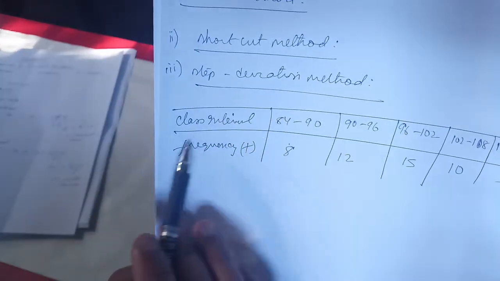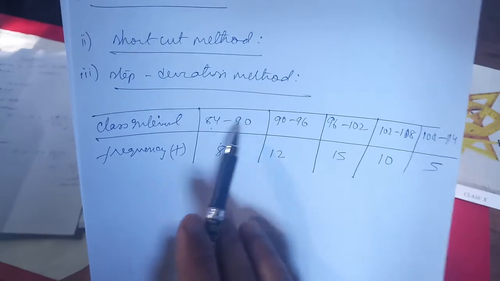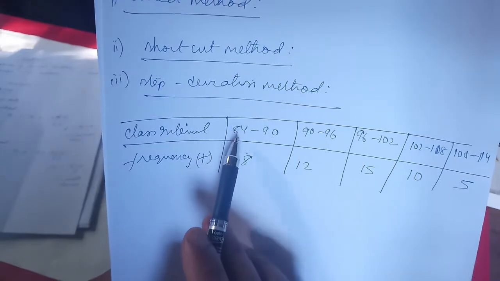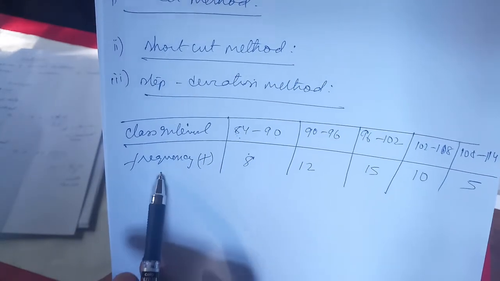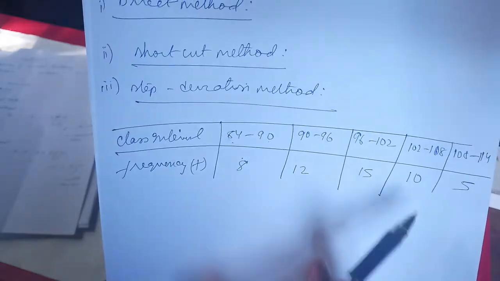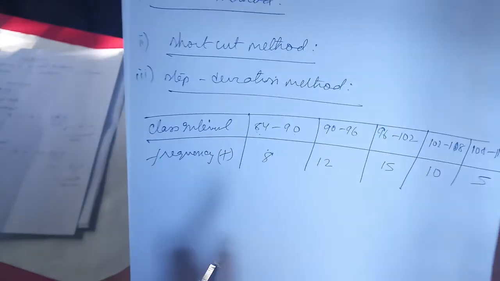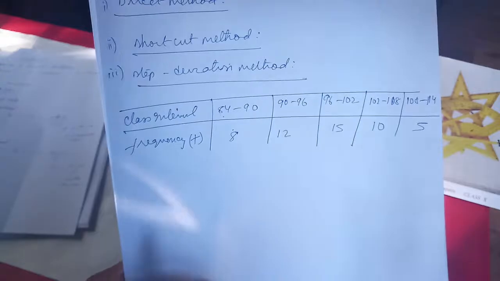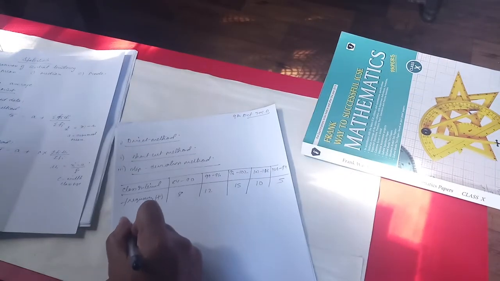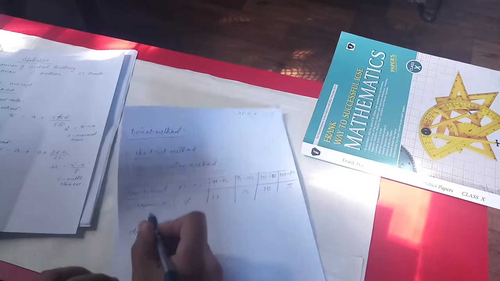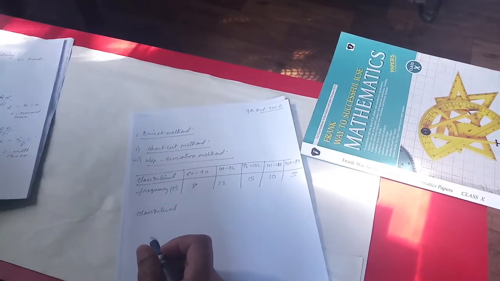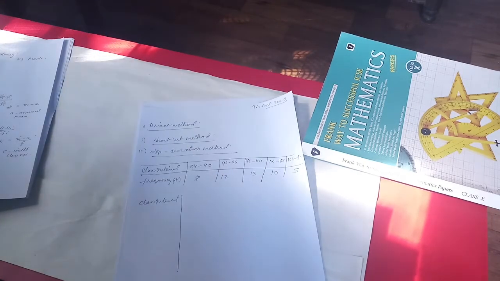So see, this is the question. Class interval is given here in the interval form, the lower limit and the upper limit. This is the frequency table. So first thing is you have to construct the table vertically. So we write like this: class interval. Okay, then you draw it like this.